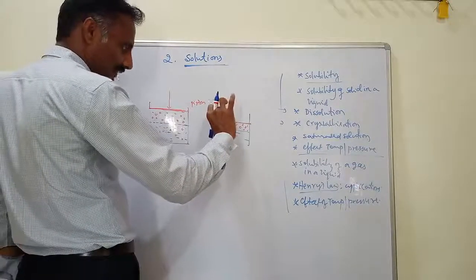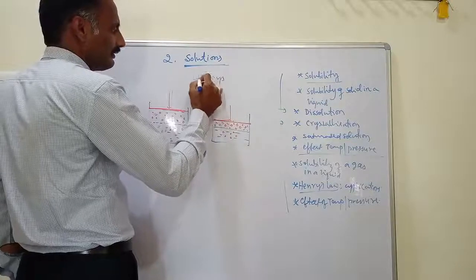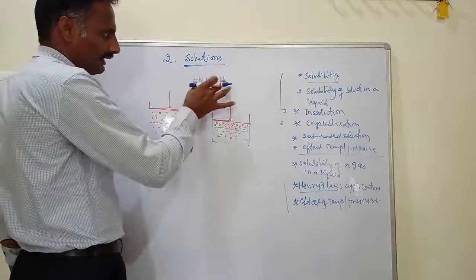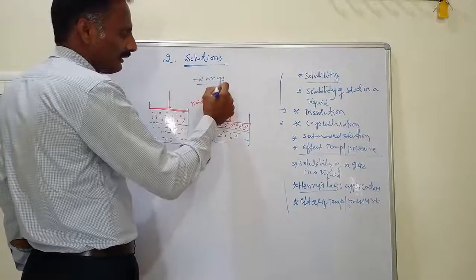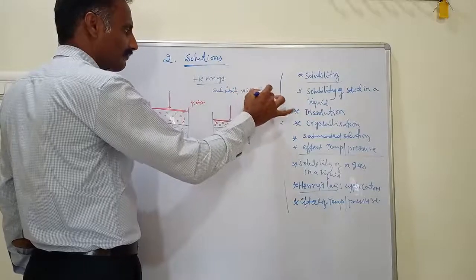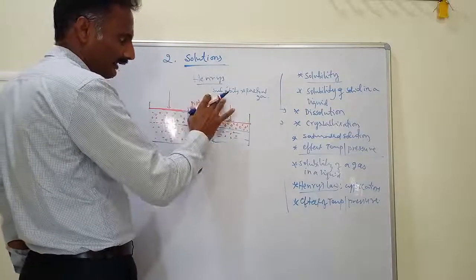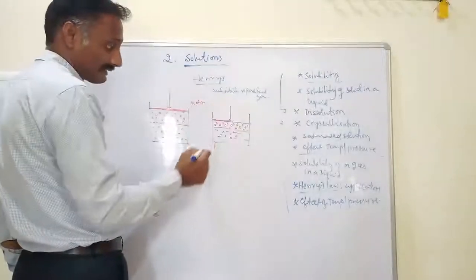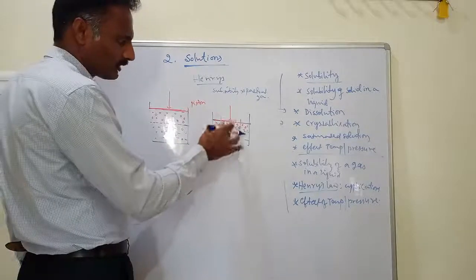The solubility of gases in liquids was studied by the scientist Henry. Henry studied the solubility of gases in liquids and gave a quantitative relation between the solubility of a gas and its partial pressure. That statement is called Henry's law. According to Henry's law, the solubility of a gas in a liquid is directly proportional to the partial pressure of the gas over the solution.